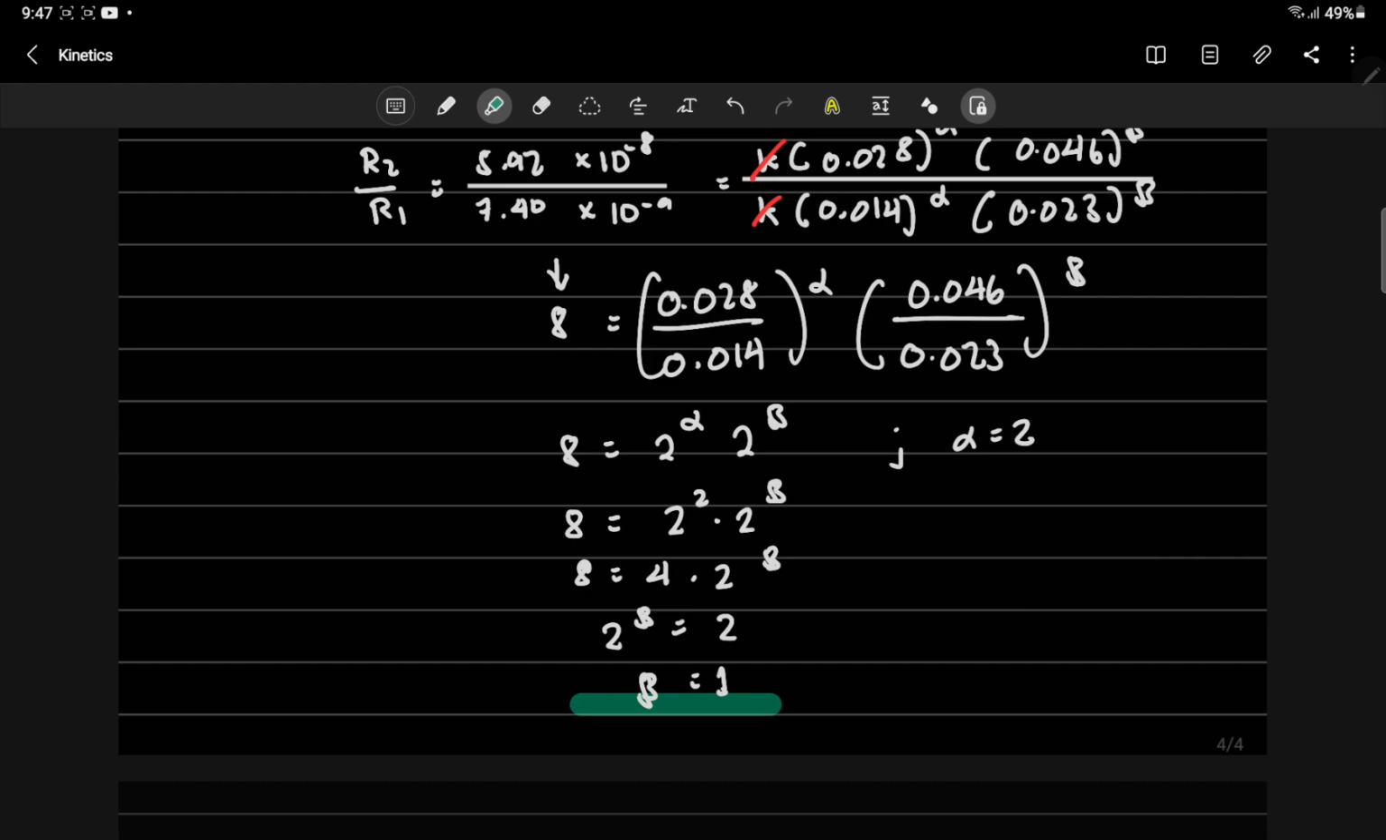So we have found the orders of the reaction in A and B. So therefore, we can express the rate law as follows. That would be R is equal to K times CA squared times CB. So this is now our rate law expression.